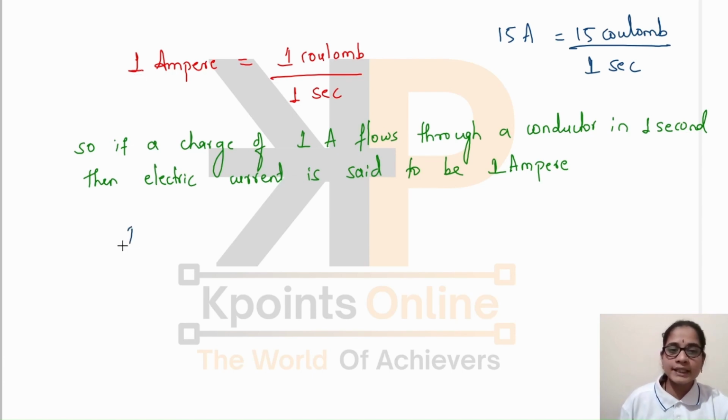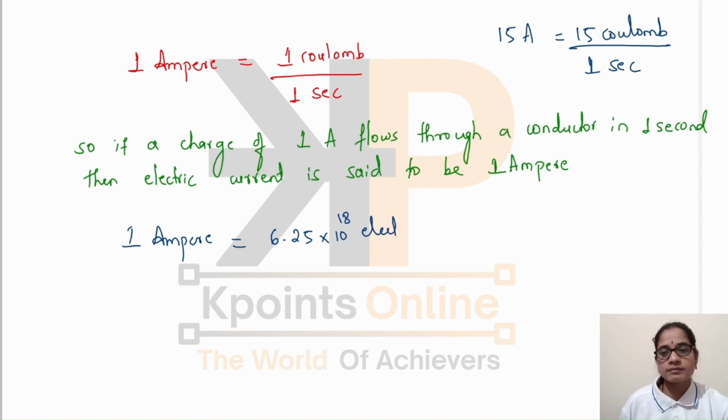Here, the meaning of 1 ampere is, we know that we have calculated a few minutes before the number of electrons in 1 coulomb of charge. What is that number? Yes, exactly. It is 6.25 into 10 raised to 18 electrons.